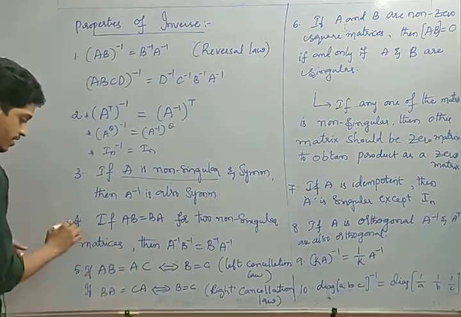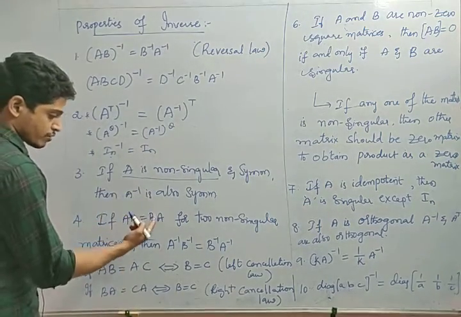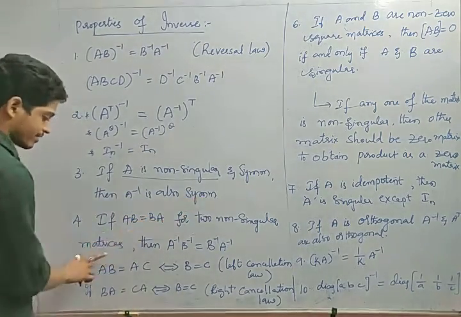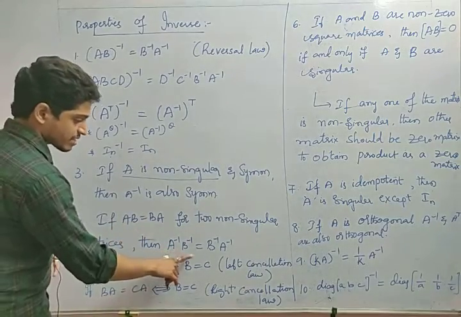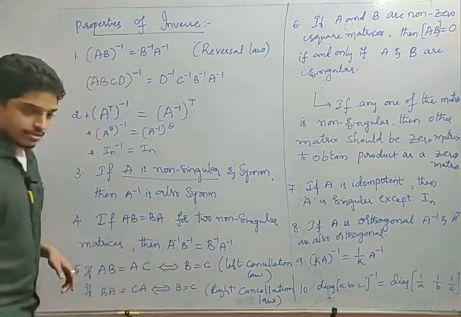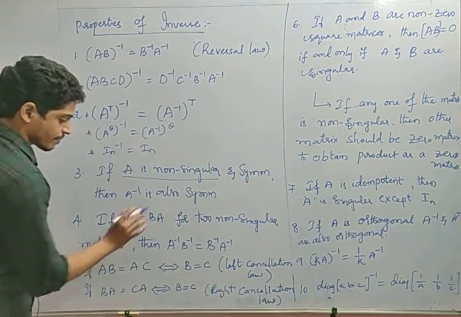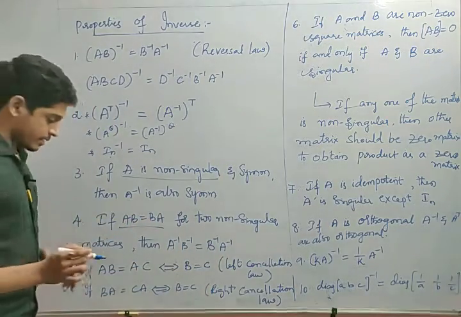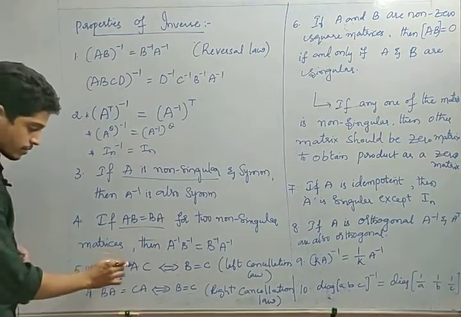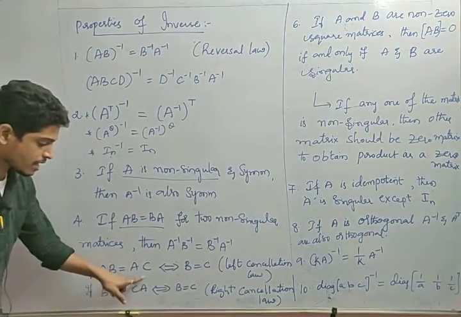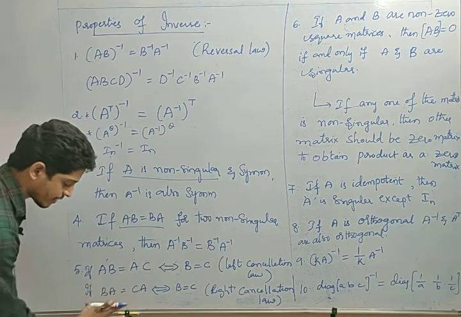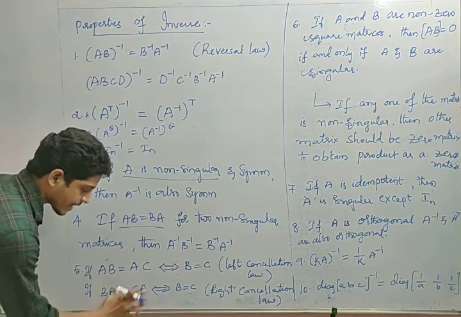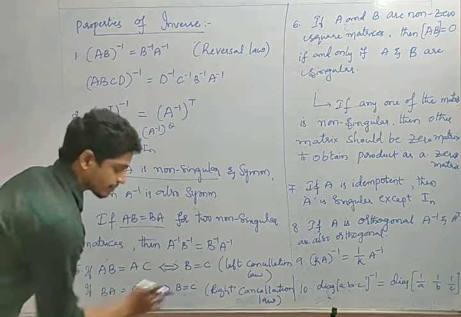Fine. Next. Fourth one, if AB equals BA for two non-singular matrices, both are non-singular as he has mentioned, then A inverse B inverse equals B inverse A inverse. Okay, we can apply the inverse if both are equal, right? Next, if AB equals AC, it implies B equals C. Here A gets cancelled. It is called the left cancellation law, and here it is the right cancellation law. Then B equals C, right?